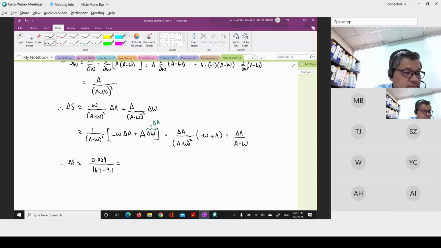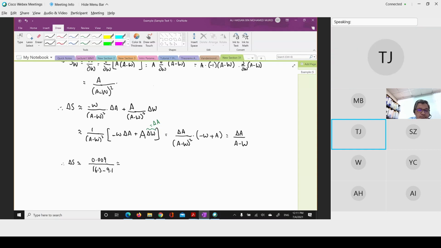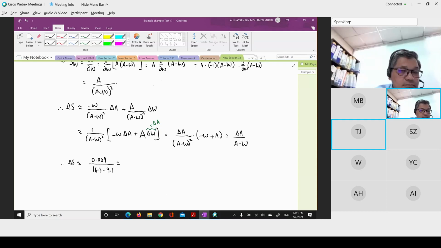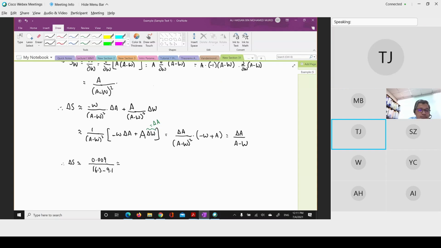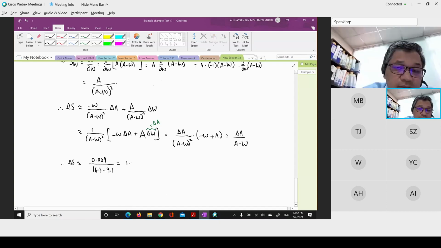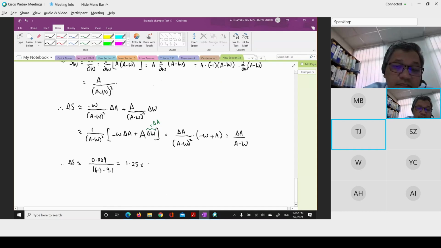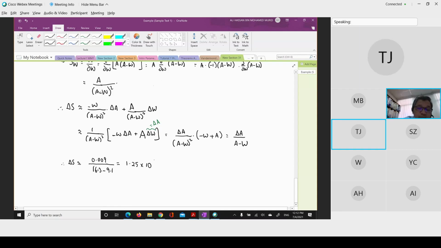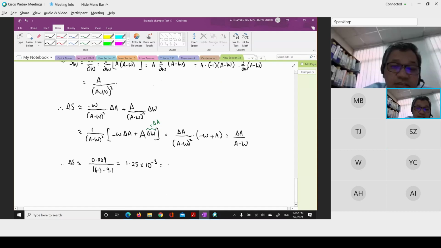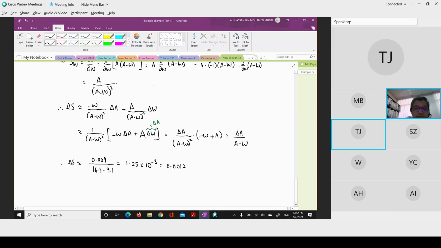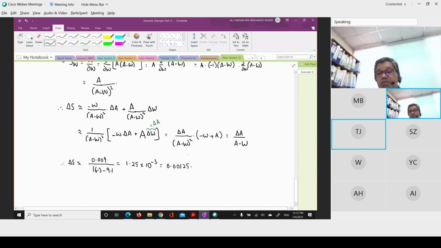1.25 times 10 to the power of negative 3. Say that again. 1.25 times 10 to the power of negative 3. So that is 0.00125, right? Yeah.